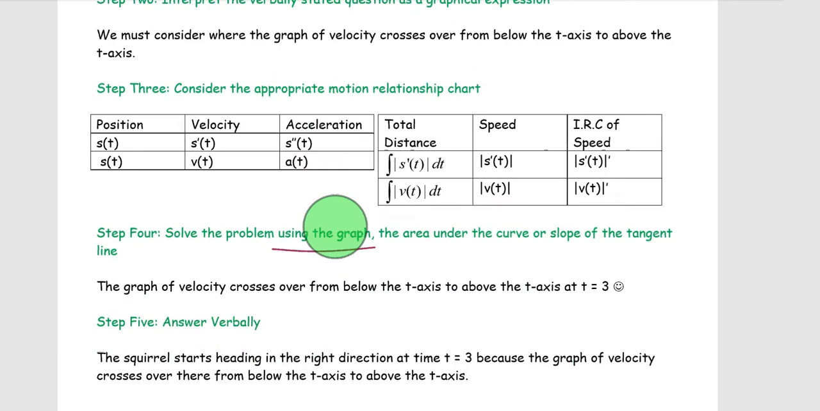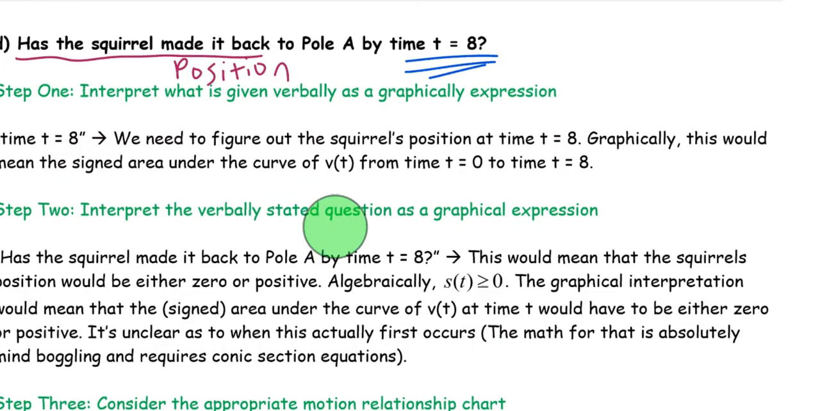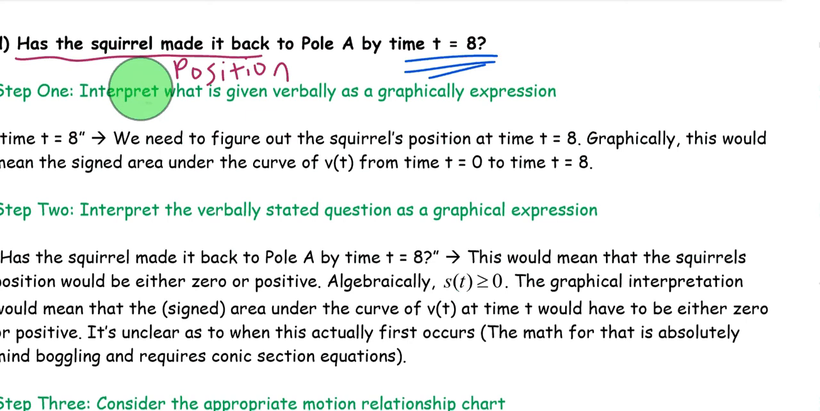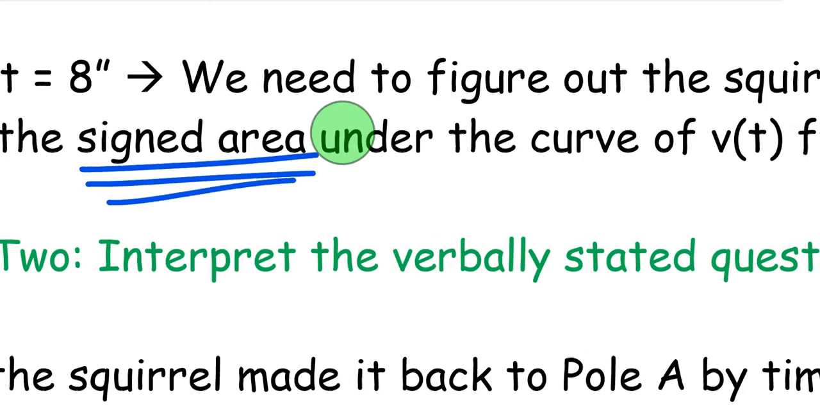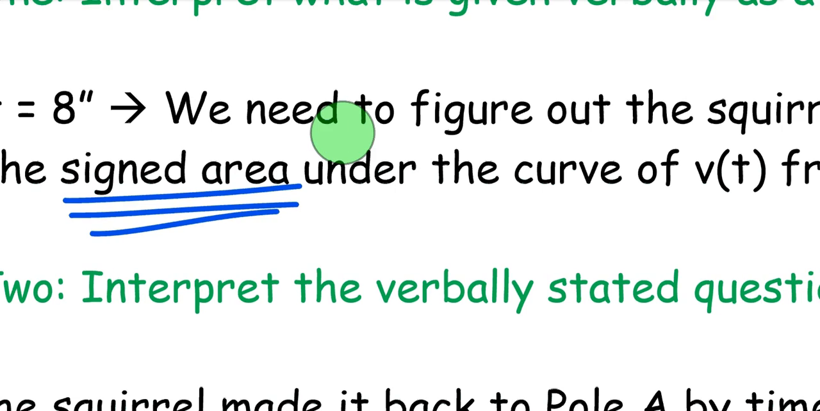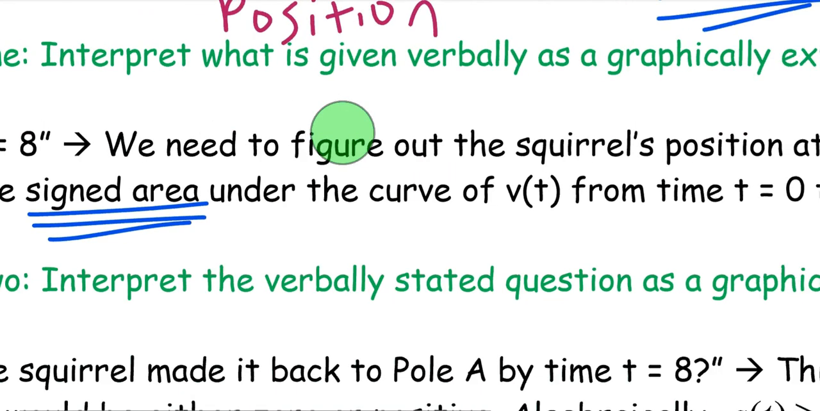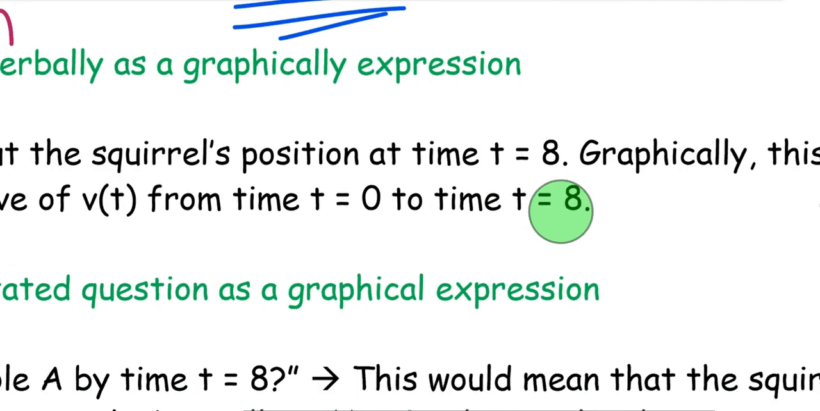So I will go ahead and reiterate that with these steps, and let's figure it out together. Step 1, remember, is to interpret what is given verbally as a graphical expression, what I just went over. Time t equals 8, we need to figure out the squirrel's position at t equals 8. Graphically, this would mean the signed area under the curve. Now, I do want to underline that word signed area, because that means we have to count area under as negative and area above as positive. Remember, we're not talking about total distance traveled here. In that case, you'd make everything positive. We're just talking about its position, which is signed area under the curve of v of t from time t equals 0 to time t equals 8.